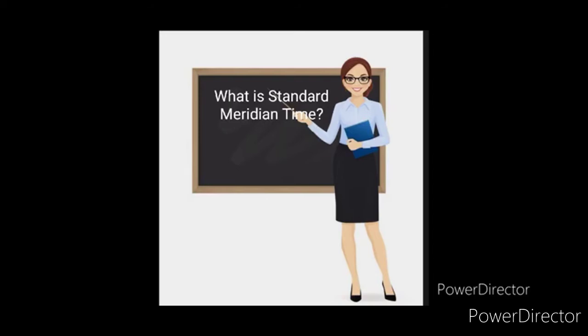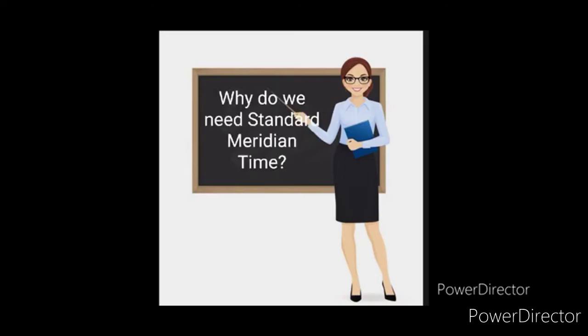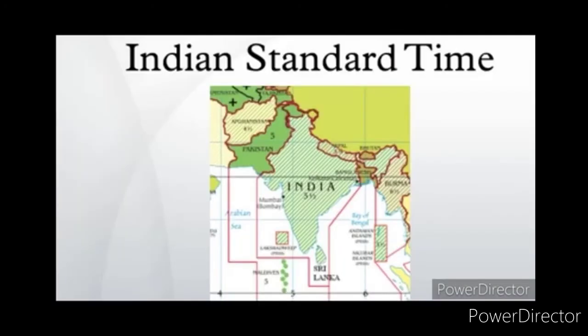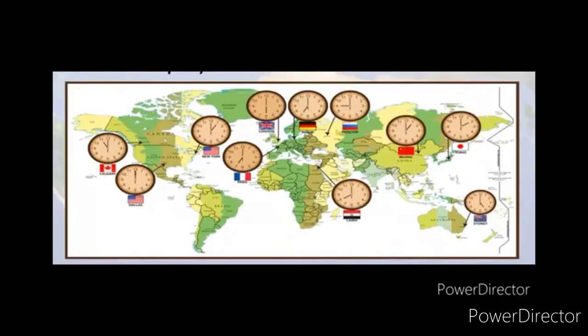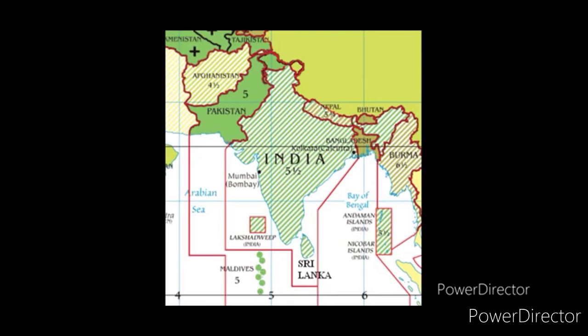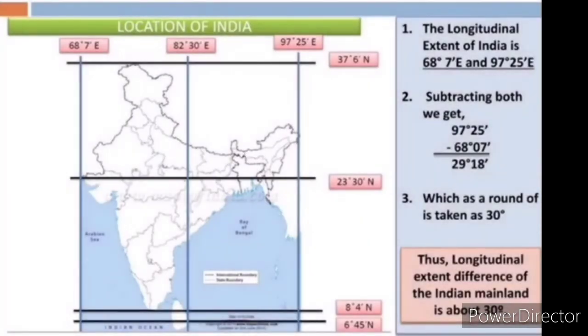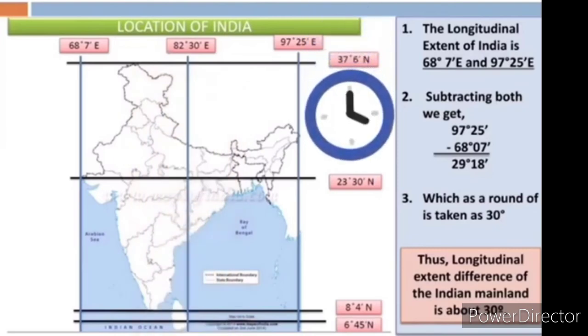Now let's understand what standard meridian time is and why we need standard meridian time for any country. The local time of a place depends on the longitude that passes through it. That is why we need a standard time for each country, which is usually taken as the time of the central meridian that passes through it. Thus, we need a standard meridian for a country. The longitudes play the most important role in defining the time of a country.